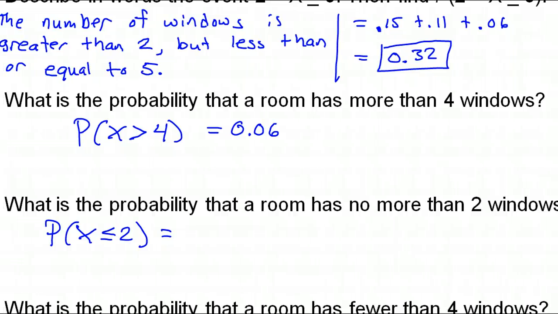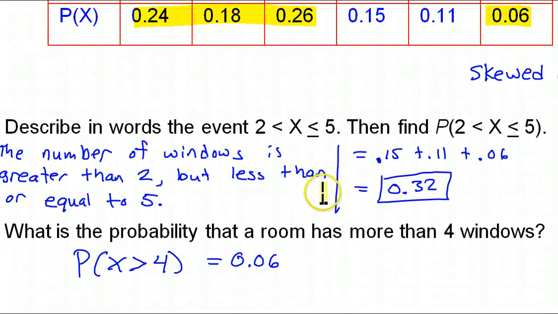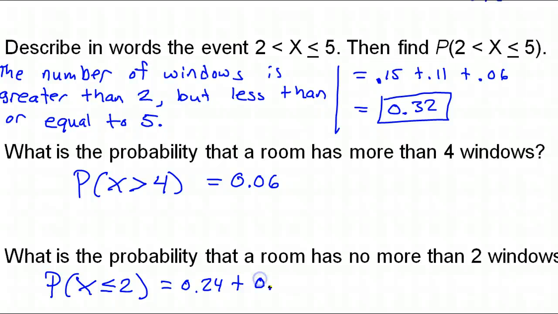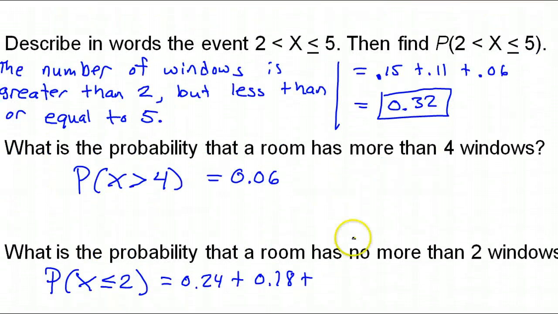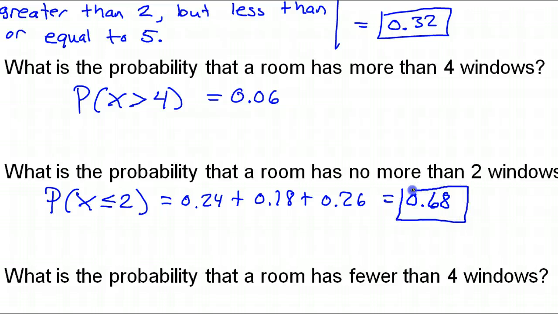Now, the probability that x is less than or equal to 2, because no more than 2, there's only a couple ways that could happen. Well, there's 3. It's these 3. This is our less than or equal to 2. So you just got to add up those 3 things. I'm doing 0.24 plus 0.18 plus 0.26. Notice how I'm showing my work with this addition. You have to do the same. It's mandatory. I'm getting 0.68. All right, 68% chance.